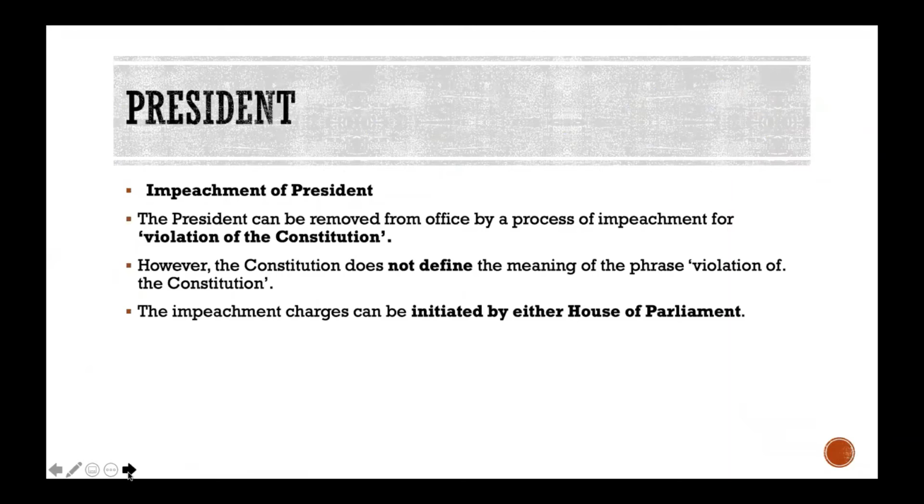What about impeachment? How is the president impeached? Has there been any president who has been impeached in India? No, sir. What about in the US? Donald Trump.